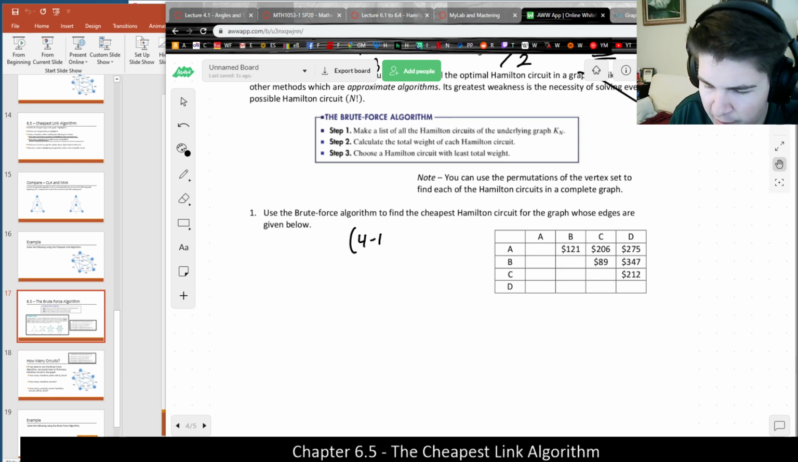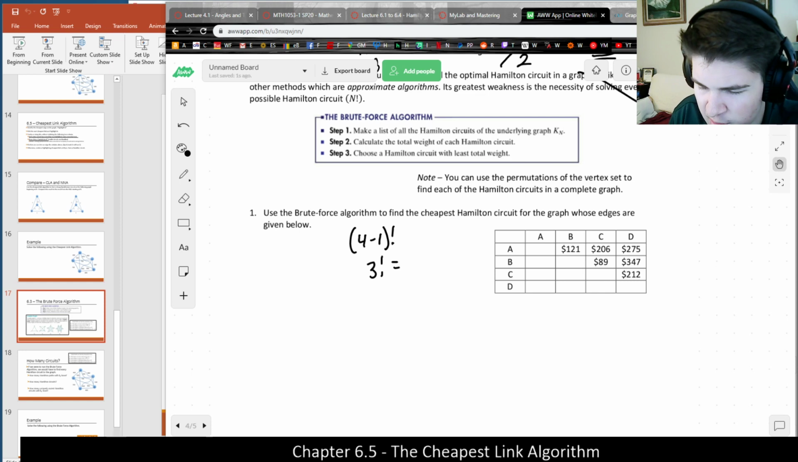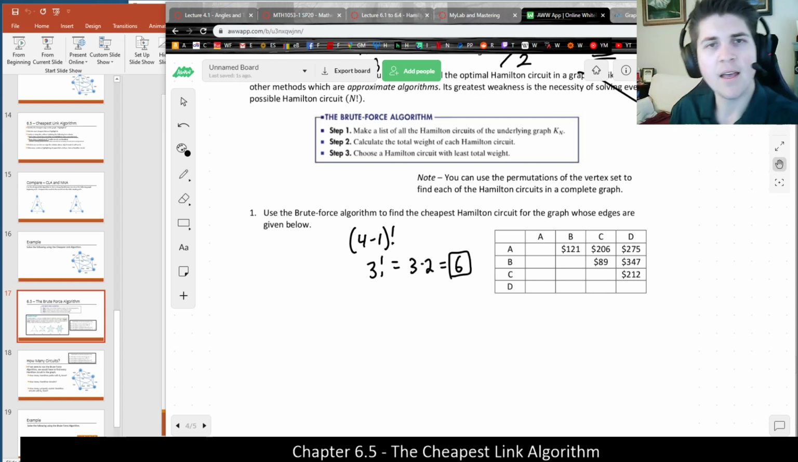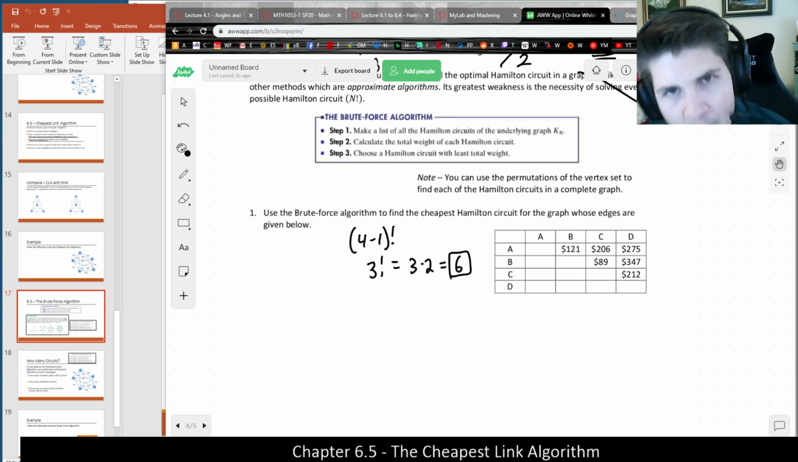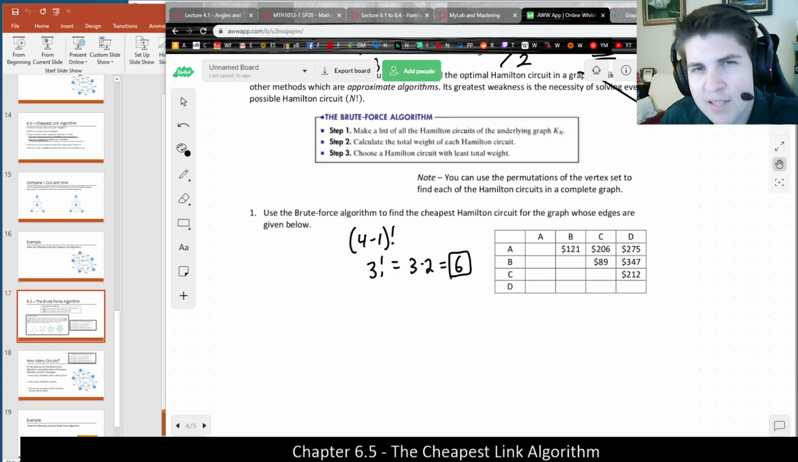So we're going to have 4 minus 1 factorial Hamilton circuits that we need to find, which is just 3 factorial. Thankfully, that's just 3 times 2 times 1, which is 6. So basically, I need to find 6 unique options. And we could draw a graph as we did before, but one of the things about brute force is the graph is not necessarily going to help us. Since we're going to need to find all of them anyways, it's probably just going to get in the way.